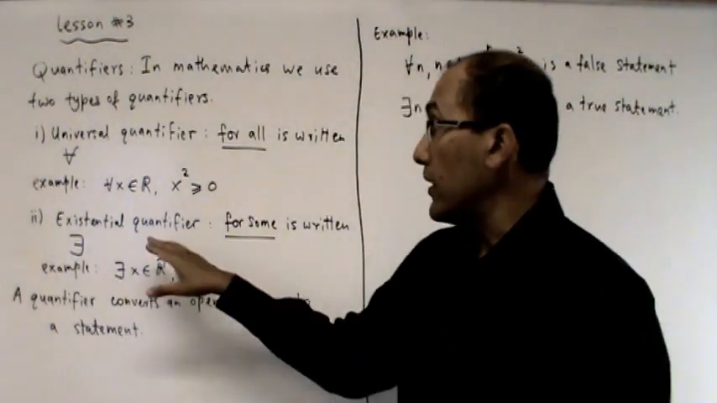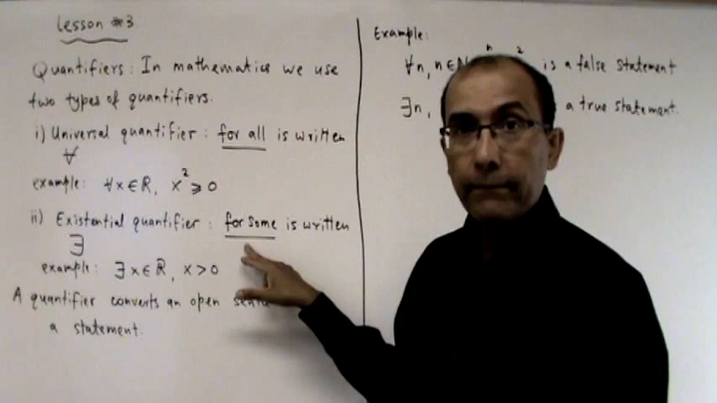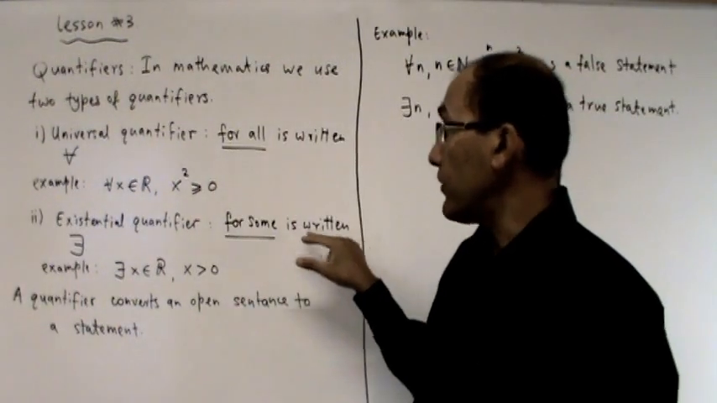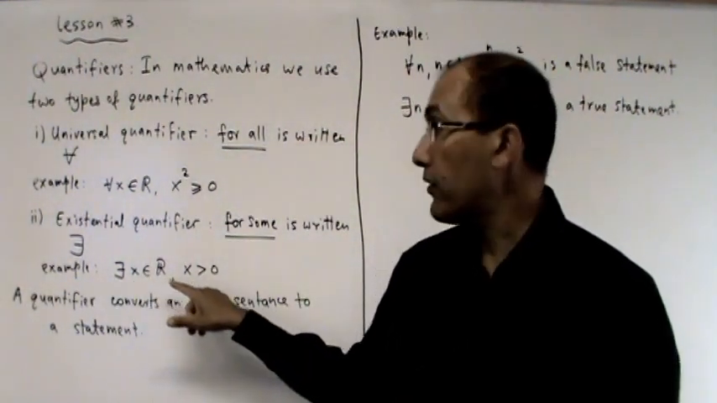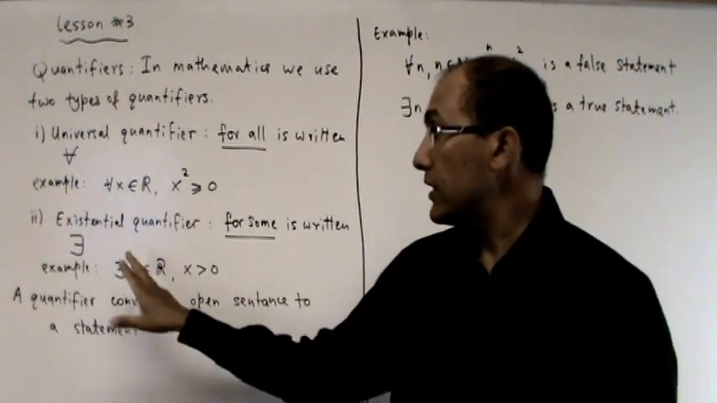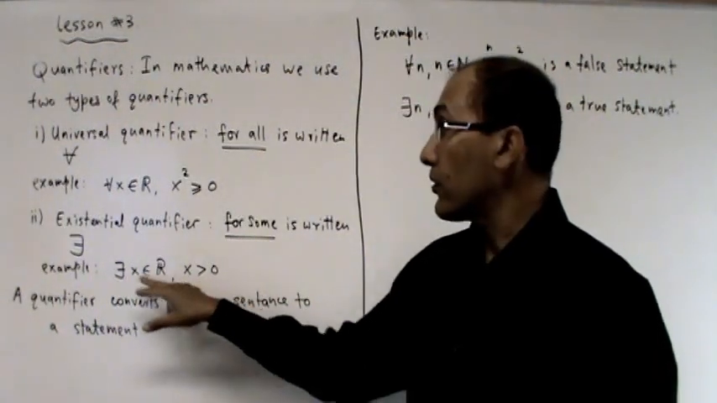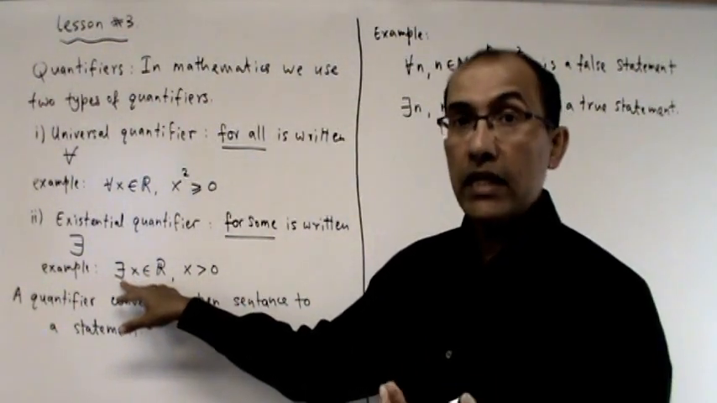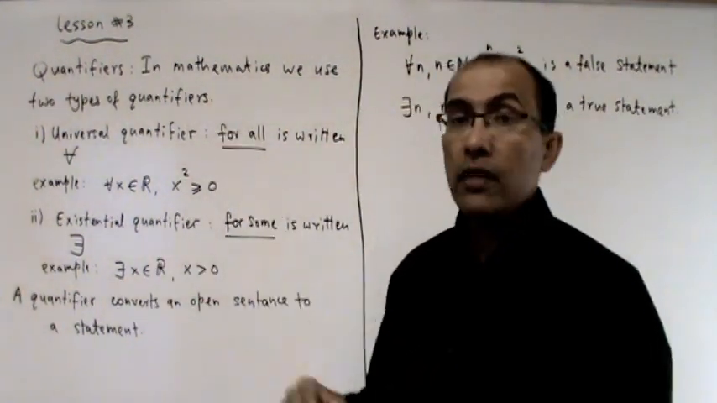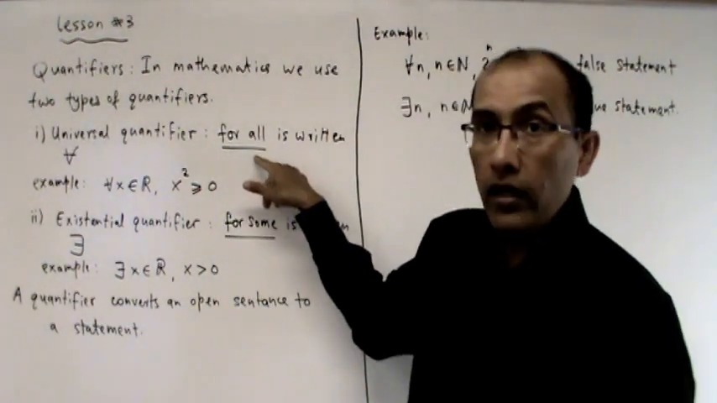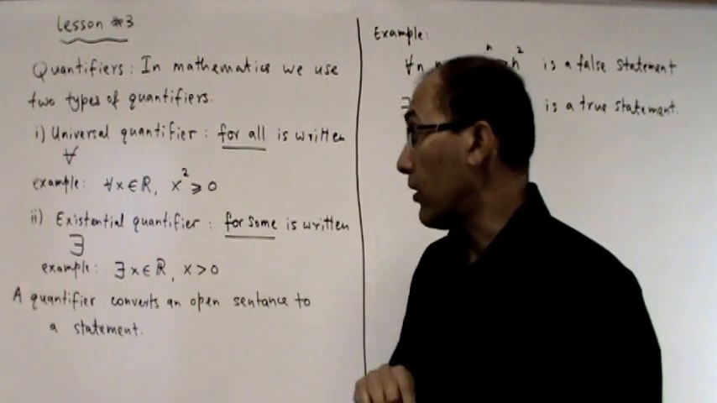The second quantifier we have is called the existential quantifier, and that is for some. So for some, and we write it using this symbol here, and here is an example. For some x in R, x is bigger than 0. So this is our statement, x is a real number, x is bigger than 0. Now my quantifier gives meaning to this statement by saying for some x in R. So these are the two types of quantifiers. For all is the universal quantifier. For some is the existential quantifier.